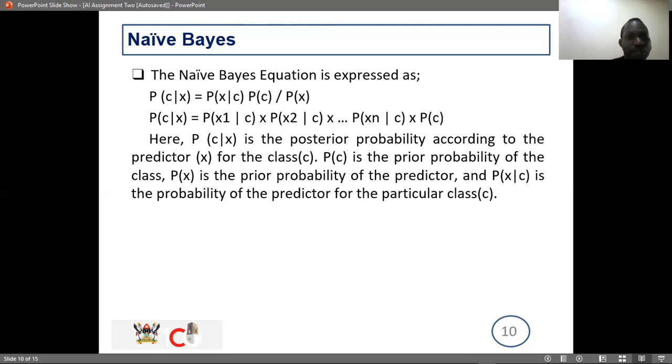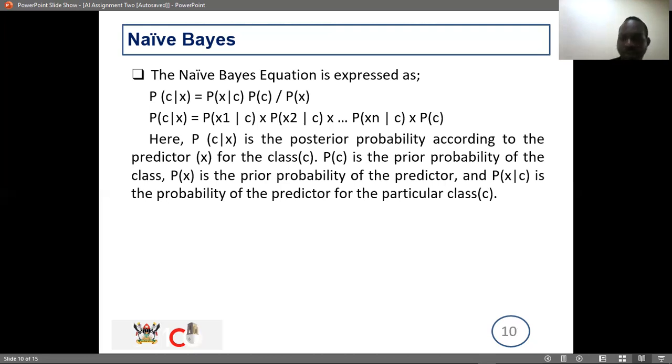Now here, the probability of C given X is the posterior probability of the class C according to the predictor X, and the probability of C is the prior probability of the class, and P(X) is the prior probability of the predictor, and the probability of X given C is the likelihood of the predictor for the particular class C.